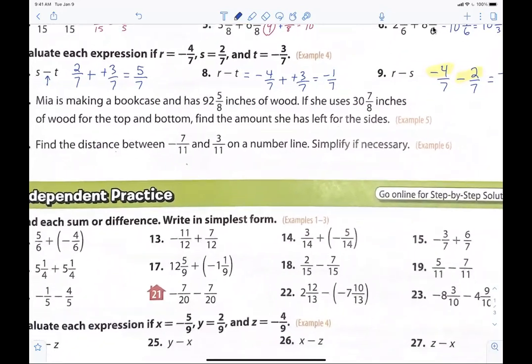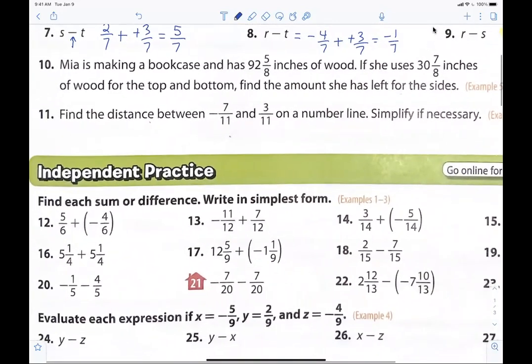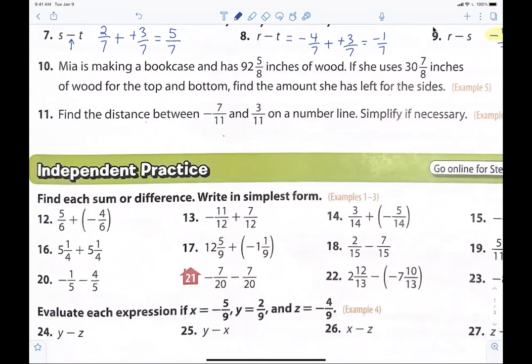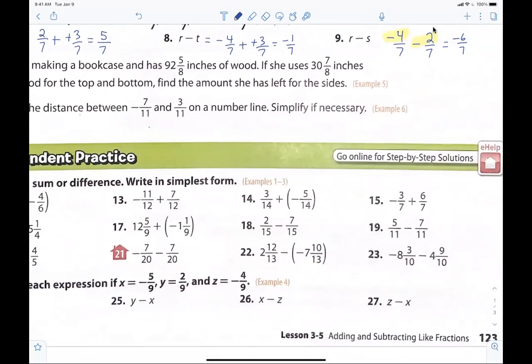All right, Mikey, you get to read. We are making a bookcase that has 92 and 5/8 inches of wood. If she uses 30 and 7/8 inches of wood for the top and bottom, find the amount she has left for the side. Ooh, this one is the hard one, Mikey. So what do I have to do? Tell me what to do. Subtract. There you go.